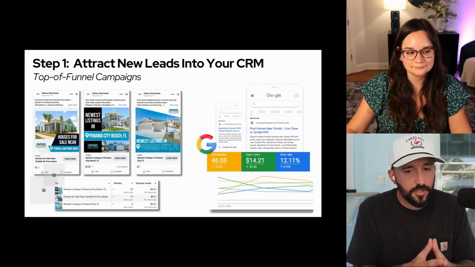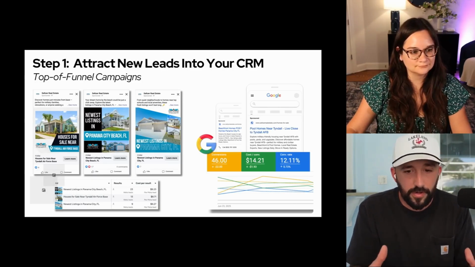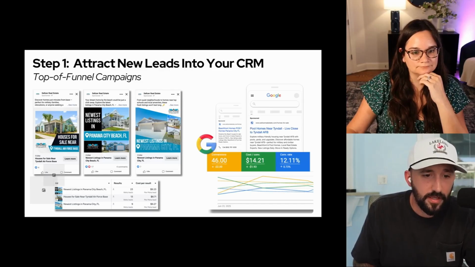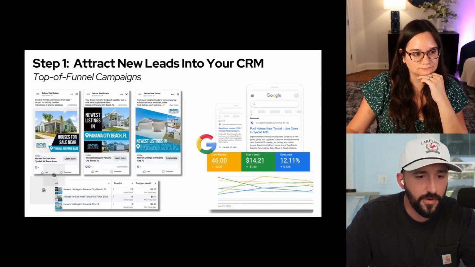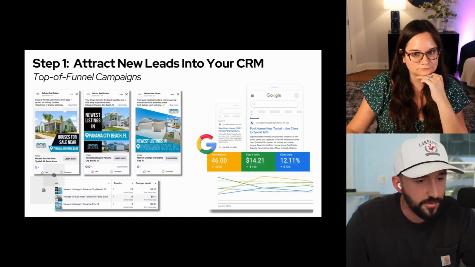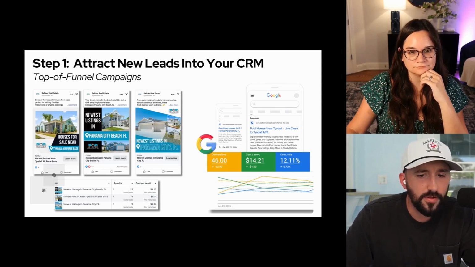What you see on the screen here today is a few different verticals that we do for our clients at Dippity. One is on the left side, you'll see a few different Facebook and Instagram ads here. This is for a client Seltzer Real Estate out of the Panama City area. They wanted to focus on attracting people who are looking for homes for sale.